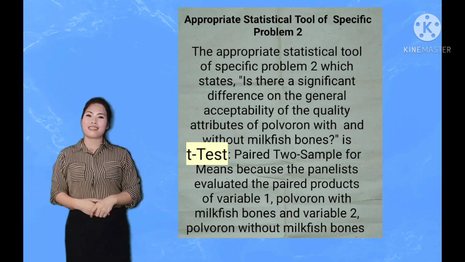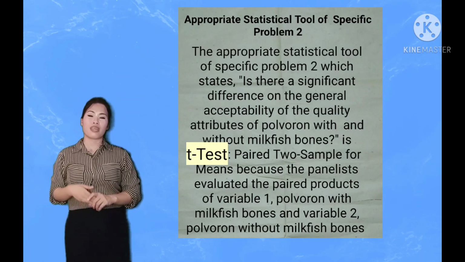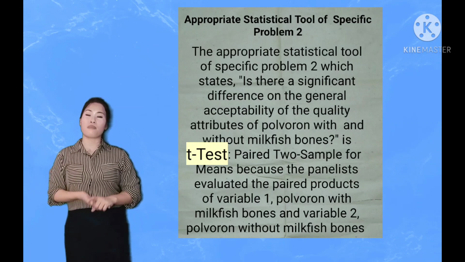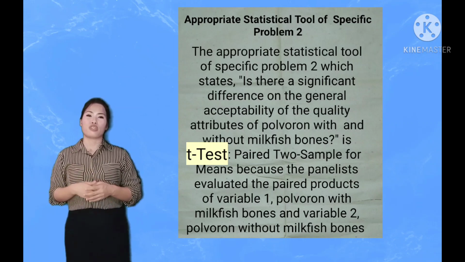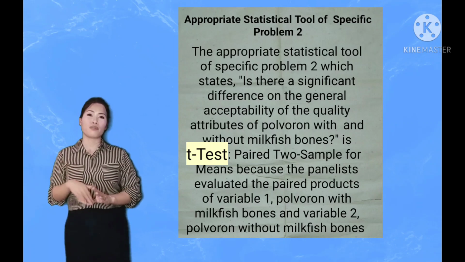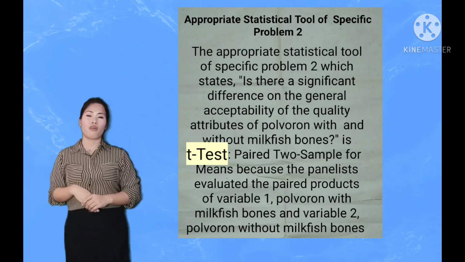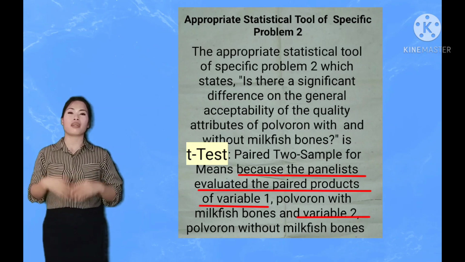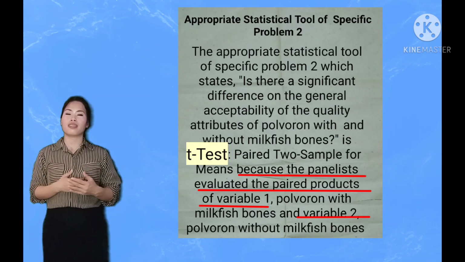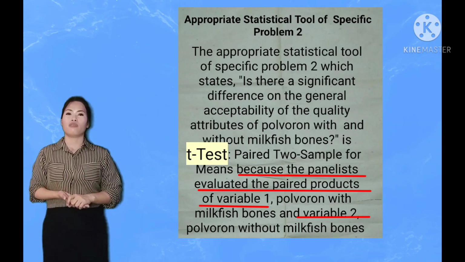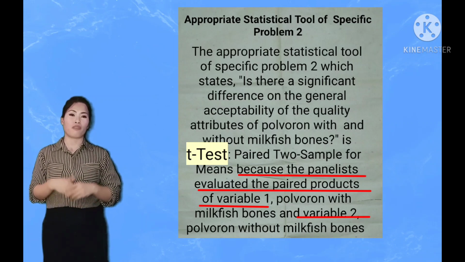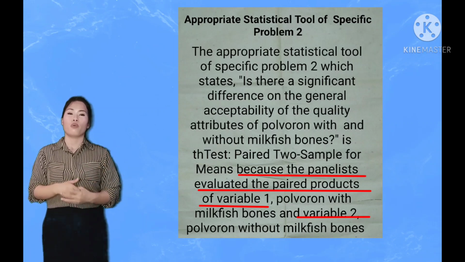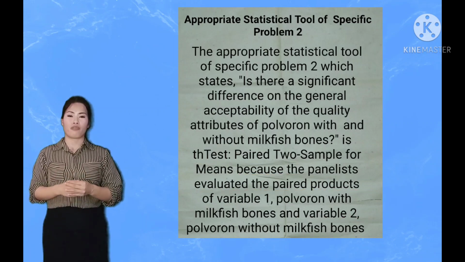Paired t-tests are typically used to test the means of populations before and after some treatment. For example, the two samples could be the math scores of students before and after a lesson. So why t-test paired two sample for means? Because the panelists evaluated the paired product of variable 1, which is polvoron with milkfish bones, and variable 2, which is polvoron without milkfish bones.